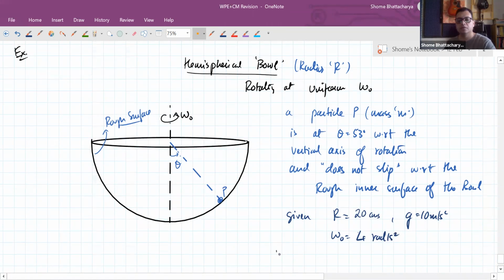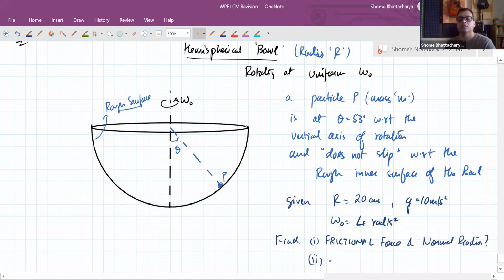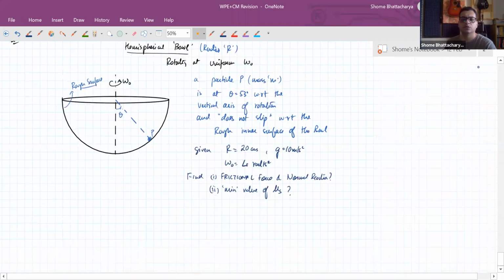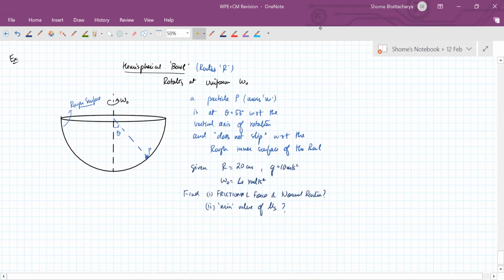You want to find the frictional force and normal reaction on the particle, and we want to find the minimum value of coefficient of static friction so that this condition is satisfied. So just take a moment to go through the question and maybe try out making the free body diagram yourself, and next we'll discuss how to solve this problem.